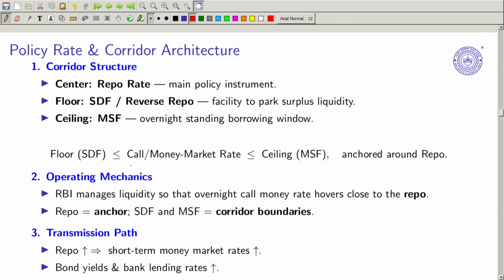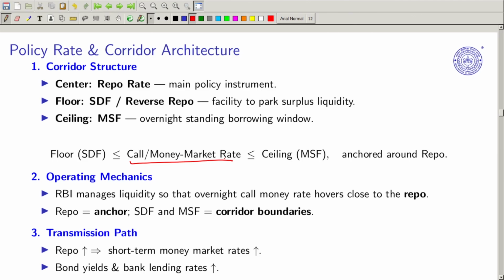Now, most of the instruments we talk about, like the call money rate, are the rate at which interbank borrowing and lending takes place. The main role is to maintain liquidity in the banking system, and this mostly happens through repo operations.